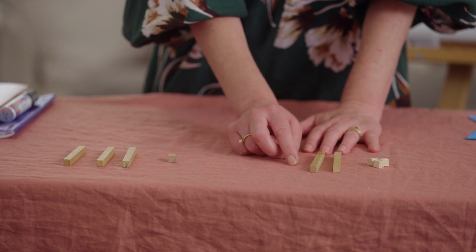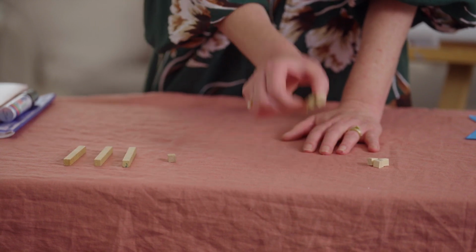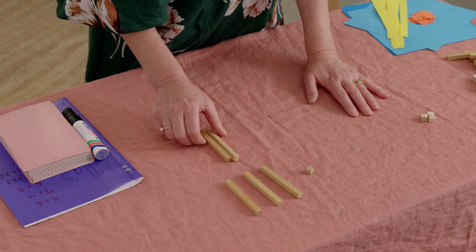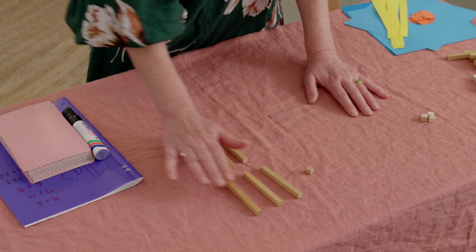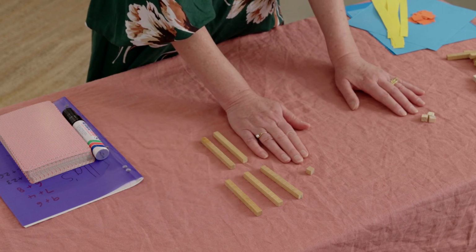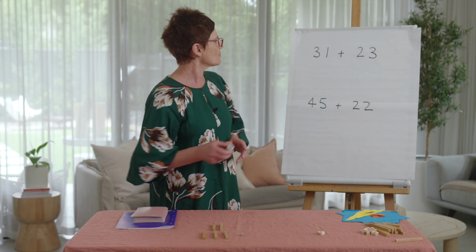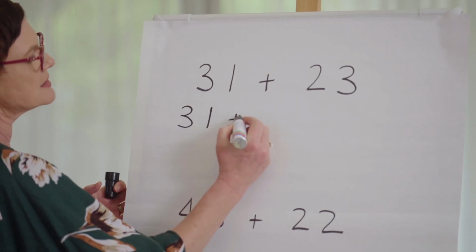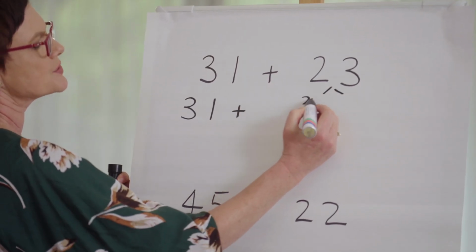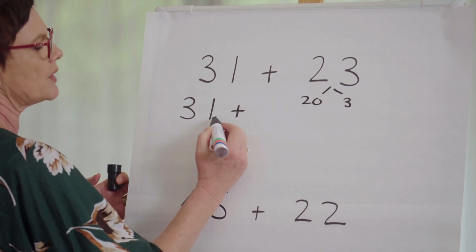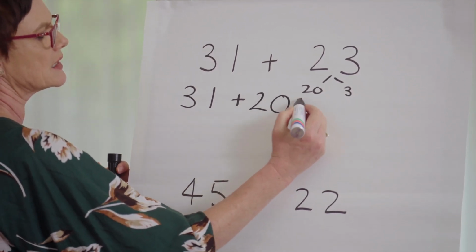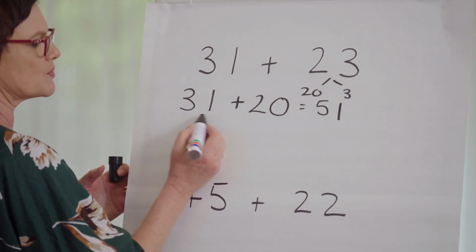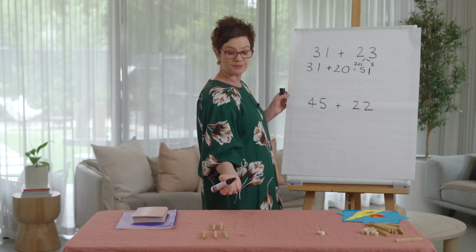So the first thing I'm going to do is I'm going to add my 2 tens to my first number. Okay, I'll bring them over here to make 51. I still have my 3 ones here. Let's write this down. So I have 31 plus, now remember I've moved this into 20 and a 3, plus 20 equals 51. So I've added my tens to my first number, just like I've done here.